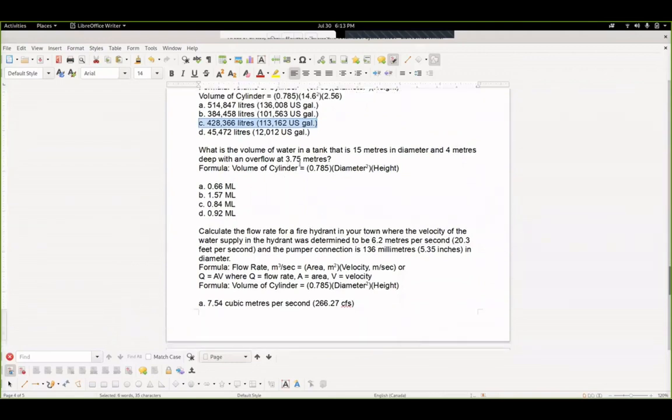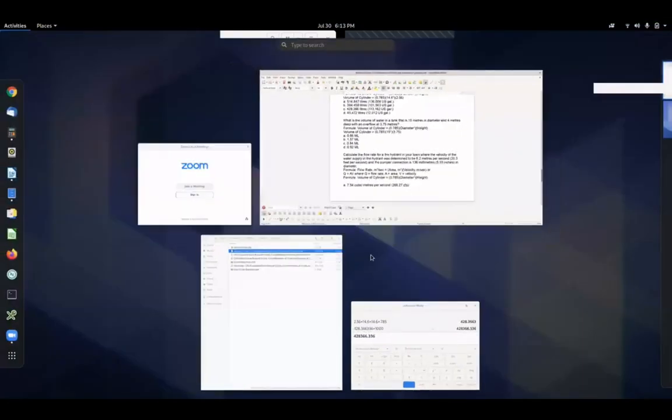What is the volume of water in a tank that is 15 meters in diameter and 4 meters deep with an overflow at 3.75 meters? So the formula for the volume of a cylinder is 0.785 times the diameter squared times the height. Now we know that it's not going to really stay past the overflow, so for the height we're going to use 3.75. And the diameter is going to be 15 meters, and we're going to multiply that out.